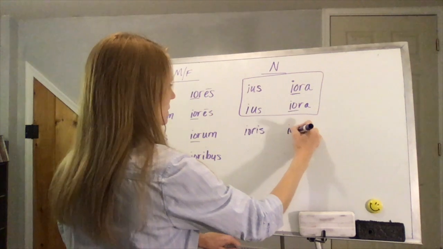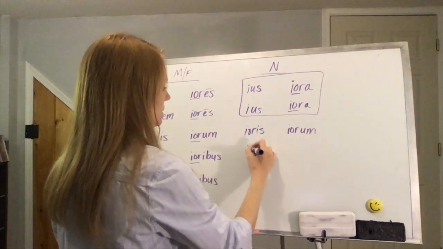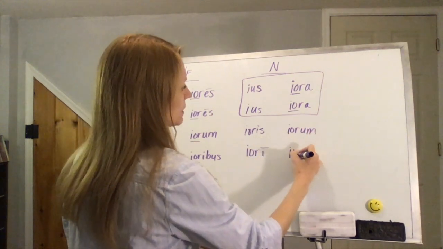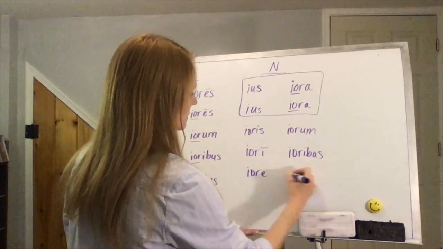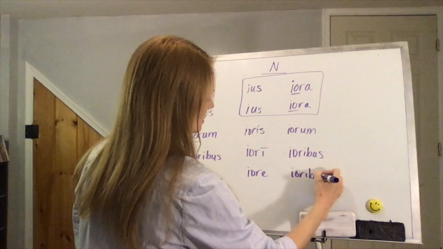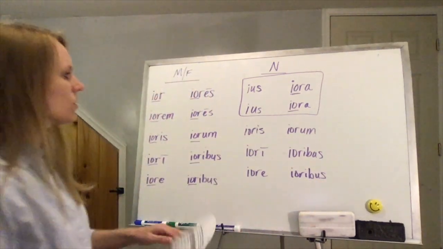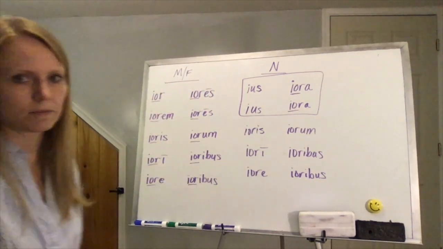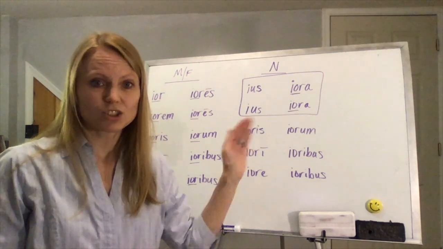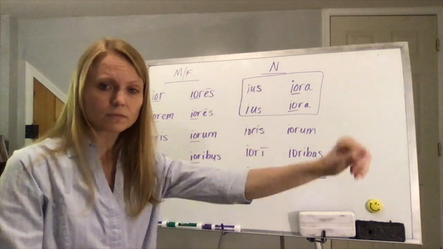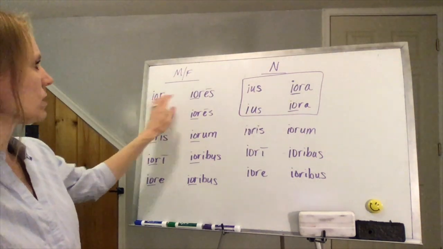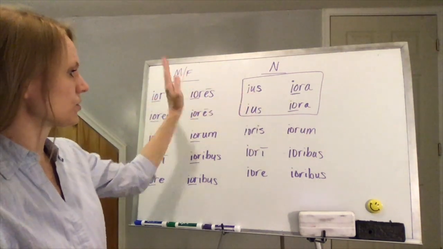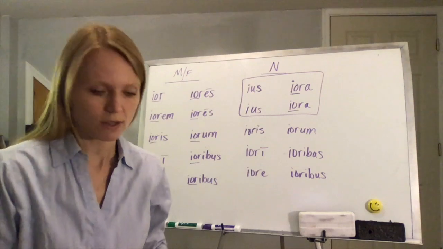Ioris, iorum, iori, ioribus. Okay, so you've got all of your endings here. This is not too difficult, is it? It's just remembering the ior or ius plus your third declension noun endings, okay?